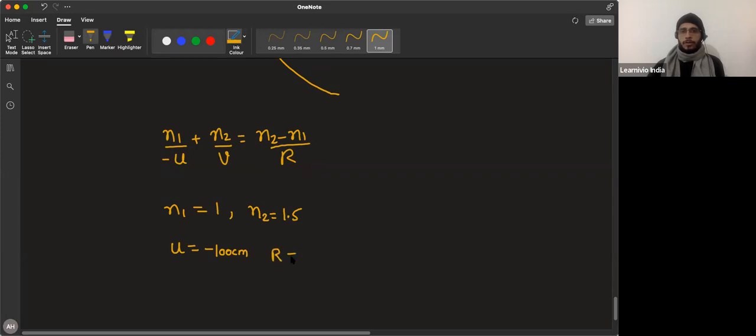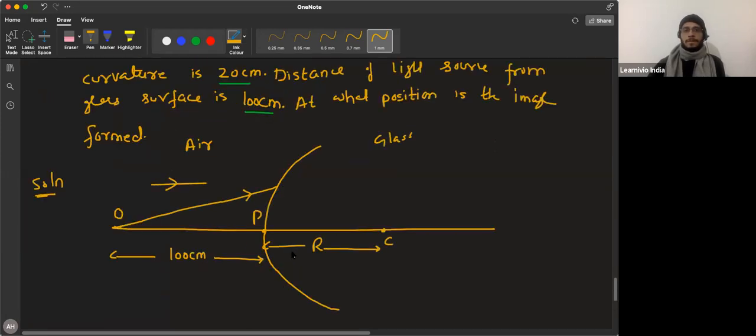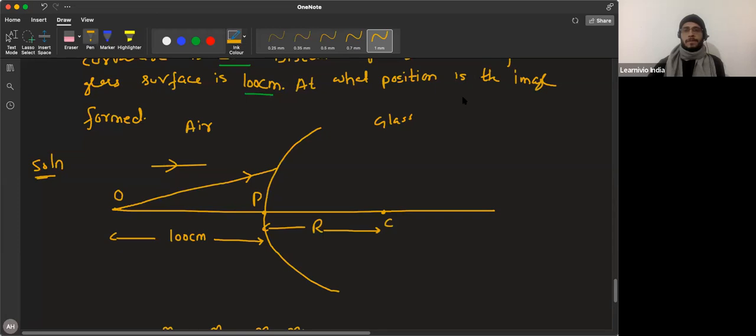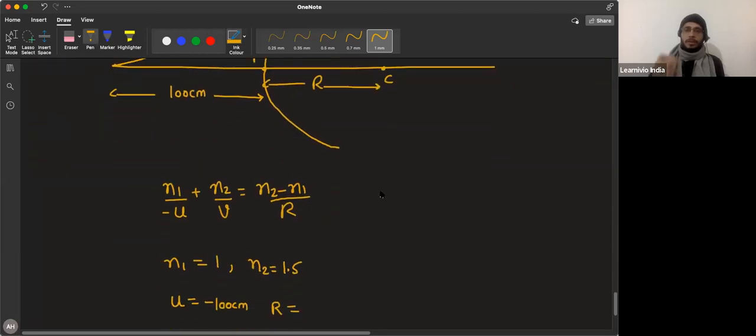R is the radius of curvature. So we are taking that minus in the formula itself, right? Yeah, but still, whenever you use this in numerical, you have to use sign convention again.